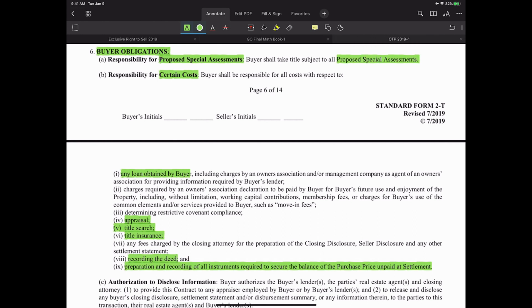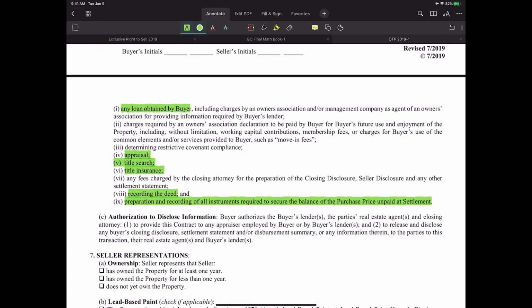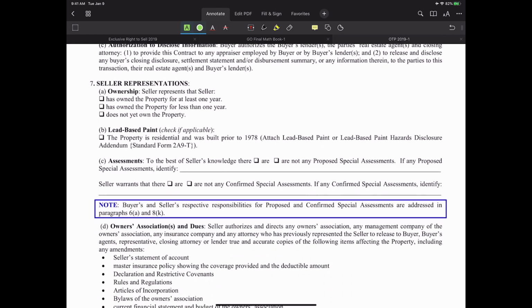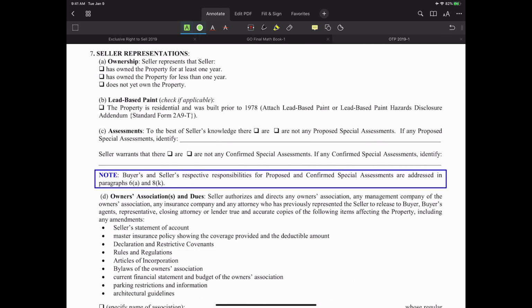All right. Moving on. Our section 7, we've now moved on to our seller representations. So our seller needs to say how long they have owned the house. If the house is built before 1978, they need to give a lead-based paint addendum, right? And the seller needs to point out whether or not they know there are any proposed or confirmed assessments. You want to add anything there?